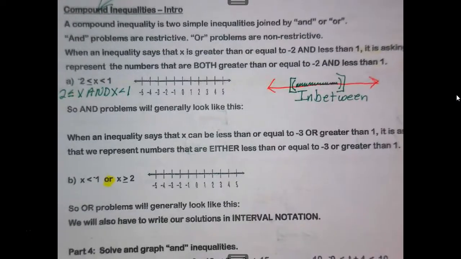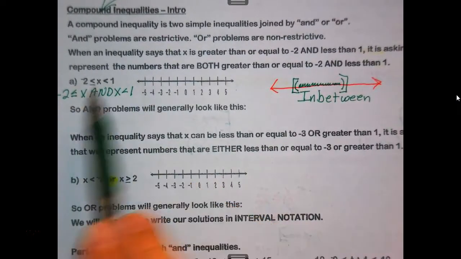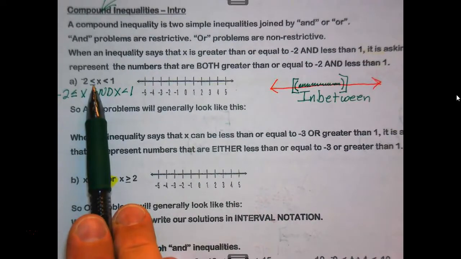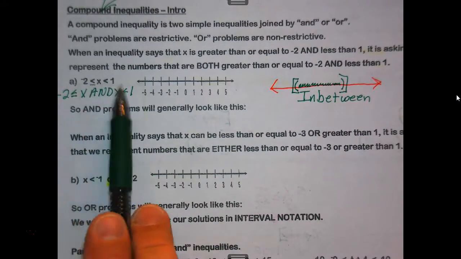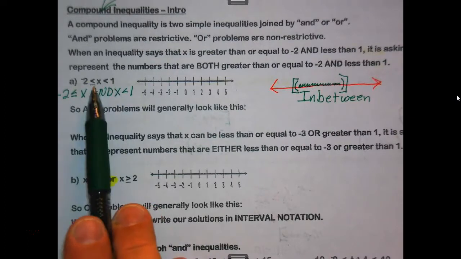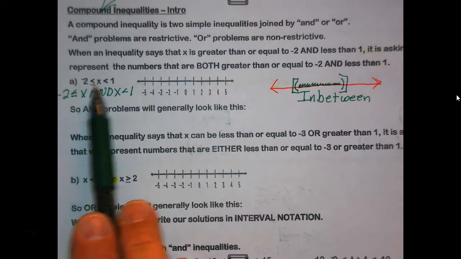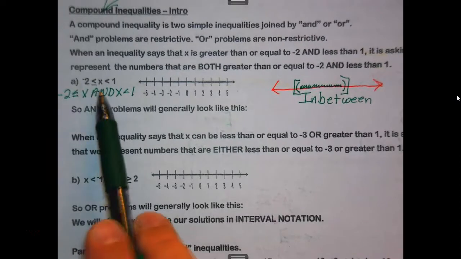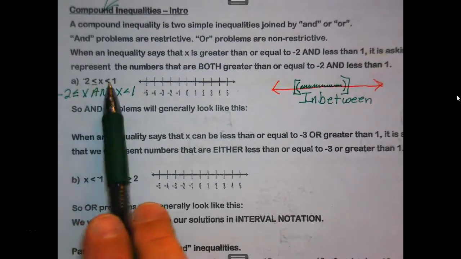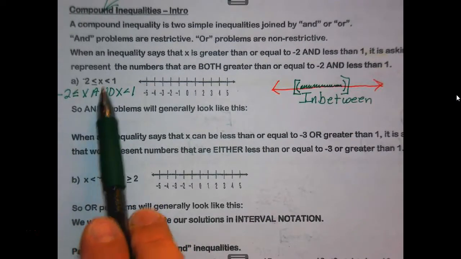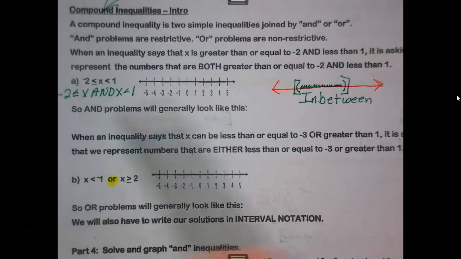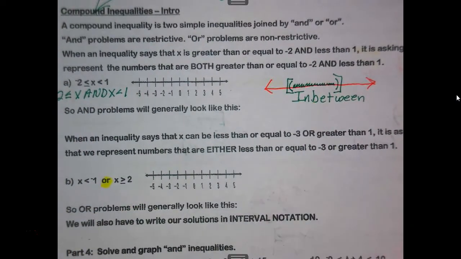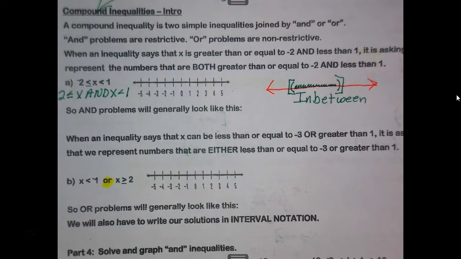Okay, so you ever see one of these two, and these could be greater than signs. They can be greater than signs. Or can one be greater? I don't think so. I think they both have to be the same way. Either one of these is going to be a graph like this for and problems.